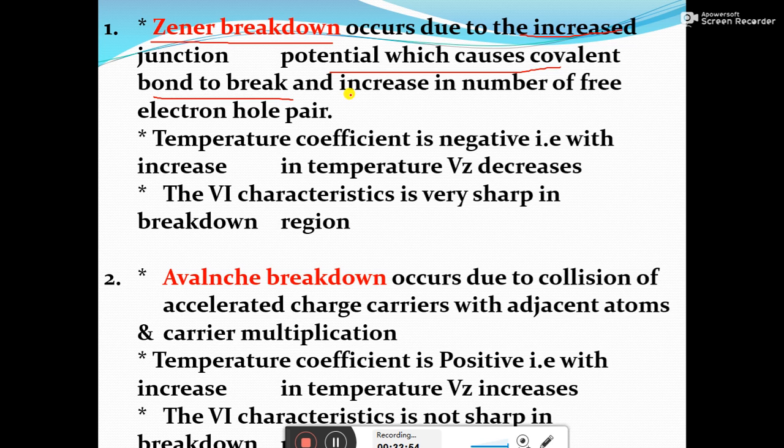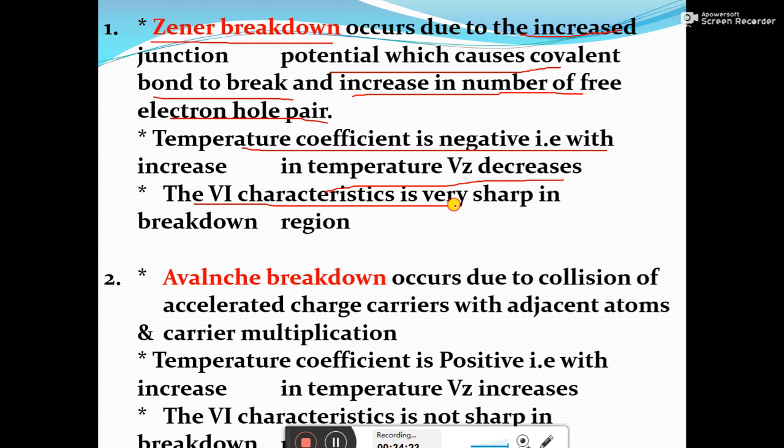With the increase in the junction potential, suddenly a large number of electron hole pairs are created, and the current through the Zener diode is going to increase all of a sudden. This is known as Zener breakdown. The temperature coefficient is negative here, in the sense that with increase in temperature, the Vz value decreases.